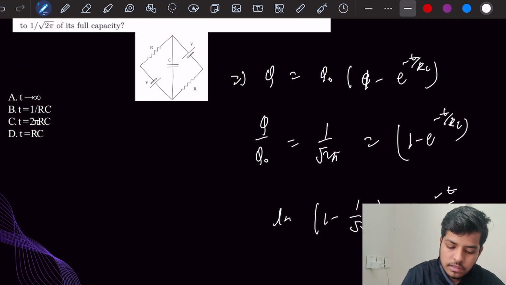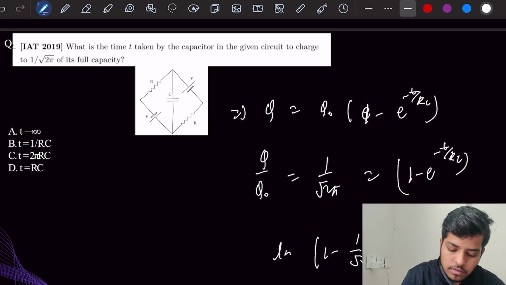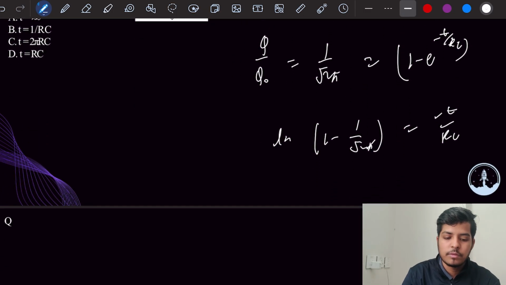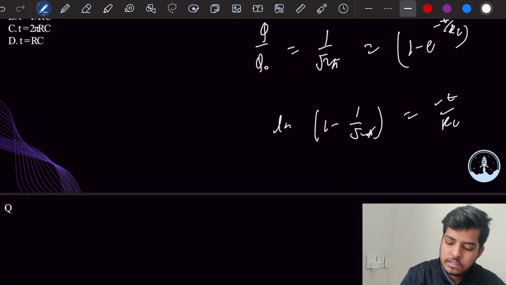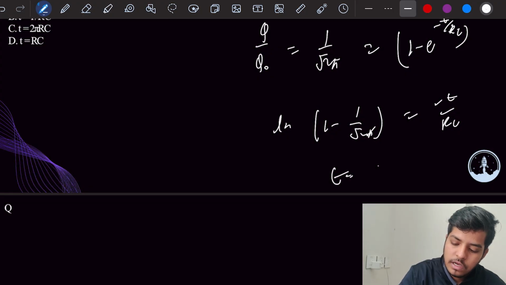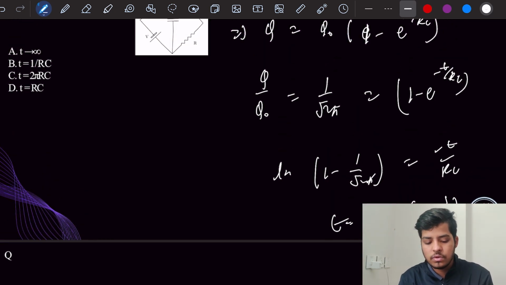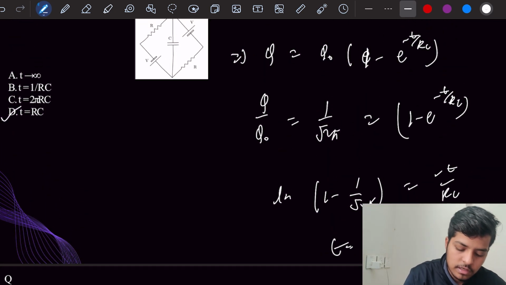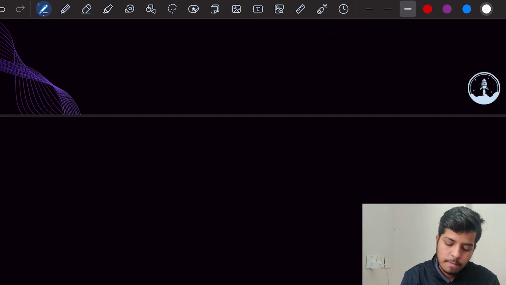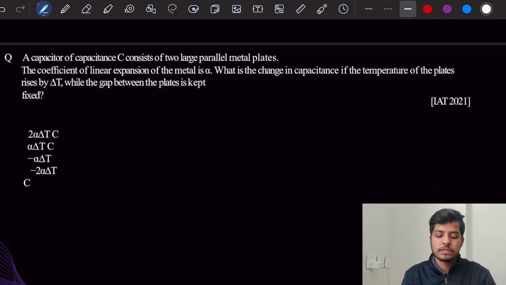What it's saying is, टाइम कब होगा जबकि ये इंफिनिटी पे चला जाए. So closest to the RC, time is equal to RC ln of (1 minus 1/√2π). So this option is closest to the RC, so our option D will be correct. चलिए नेक्स्ट क्वेश्चन पे चलते हैं.